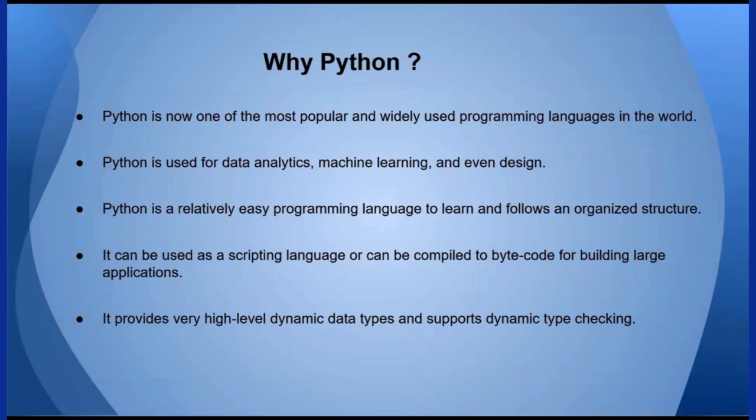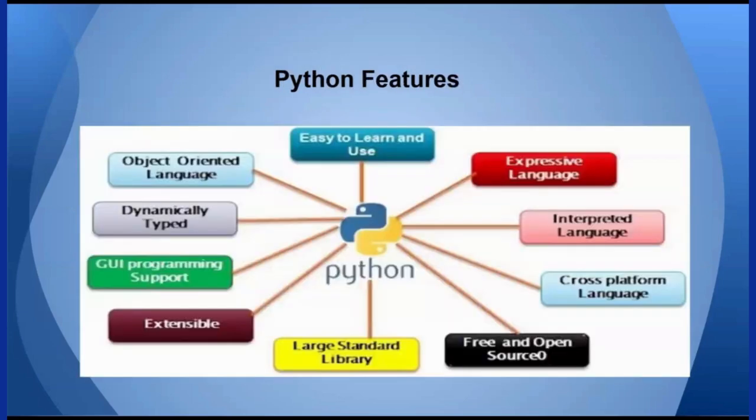It can be used as a scripting language, or it can be compiled to bytecode for building large applications. Also, it provides very high level dynamic data types and supports dynamic type checking. So dynamic data type, as we have discussed in the first slide, means that we don't have to give the data type of a variable while declaring any variable. Correct?